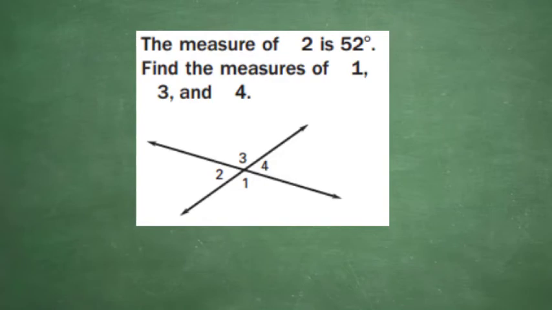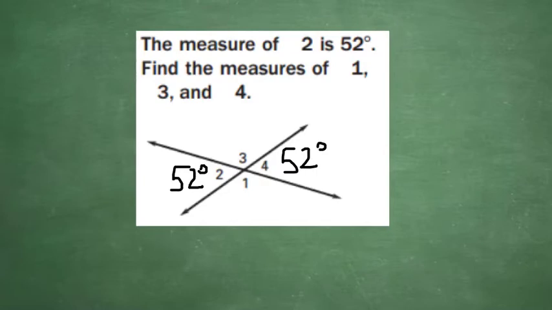So now that we have those key properties down, let's go ahead and try an example problem. All we know in this little diagram is that the measure of angle 2 is 52 degrees. I'm told to find the measures of 1, 3, and 4. So I'm going to write in that angle 2 is 52 degrees. We probably want to start by looking at our other vertical angle. Vertical angles are always congruent, and we said earlier 2 and 4 are vertical, so those two would be the same.